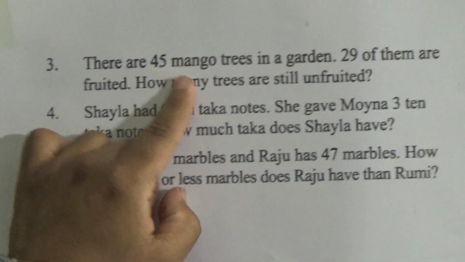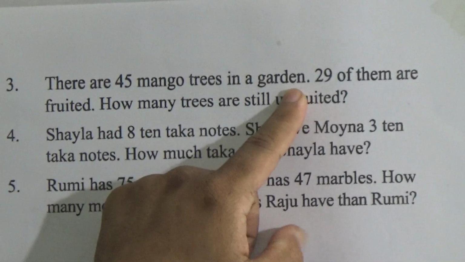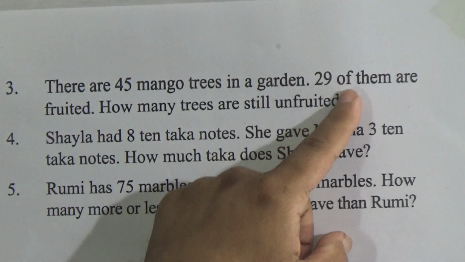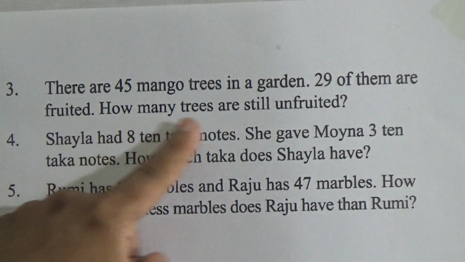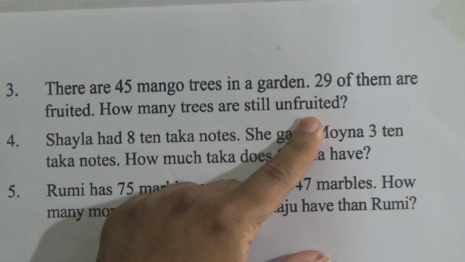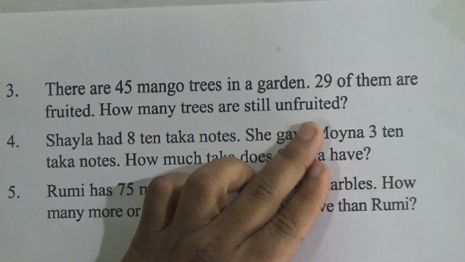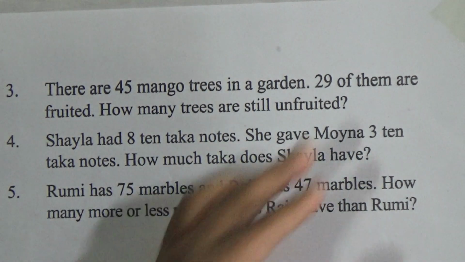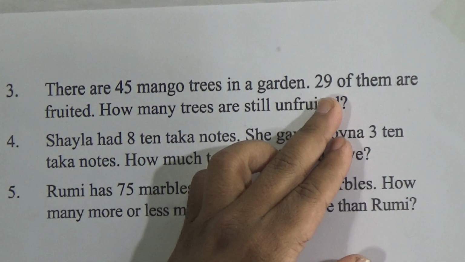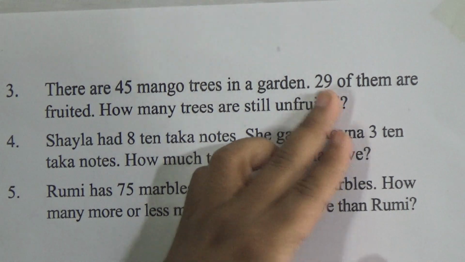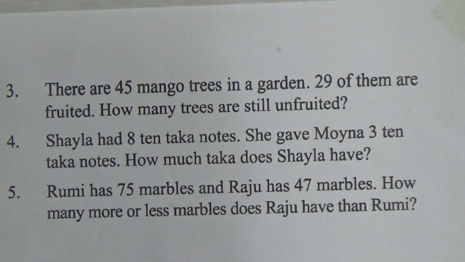We will solve 3 questions today from your book. The first question is question number 3. There are 45 mango trees in a garden, and 29 of them are fruited. How many trees are still unfruited? That means we need to calculate how many trees are unfruited. From the total trees, 29 trees are fruited, so we will subtract these 29 trees from the total trees and we will get the unfruited trees.